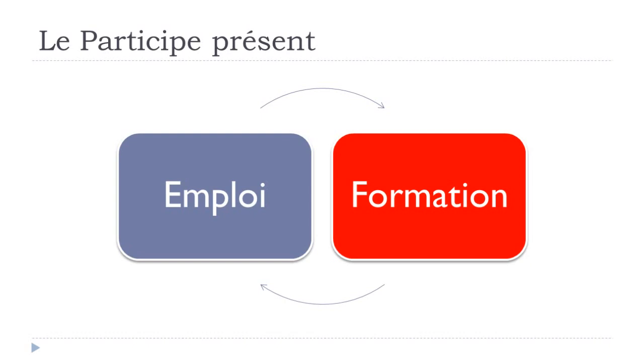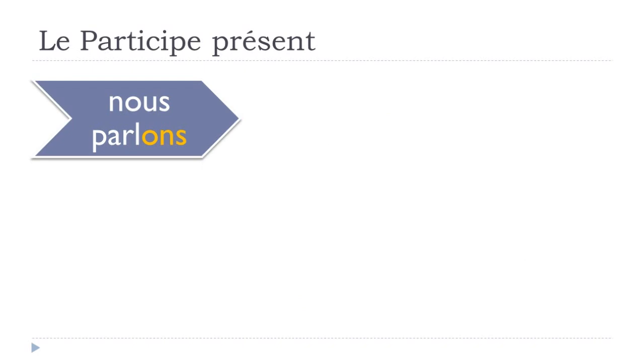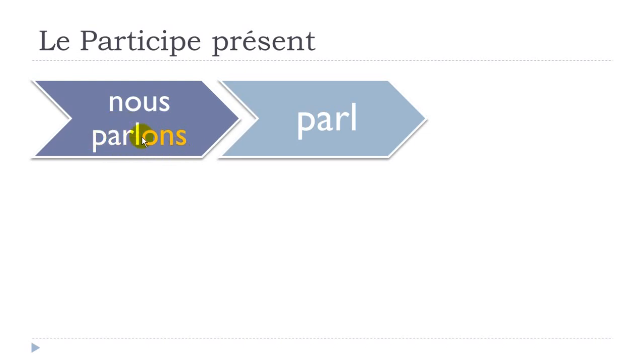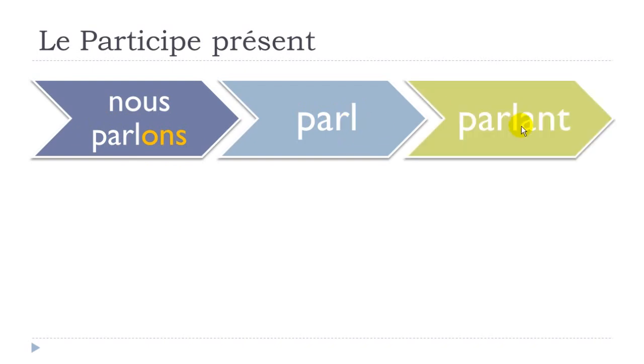So how do we make this participe présent form. It is quite easy, especially at this level now, because you will first have to know the nous form of the verb at the present tense. Nous parlons, okay? And then if you remember, this ONS ending is usually the ending for nous, so first you need to spot it. Then you will take it away, so we keep this P-A-R-L part, and at the end we will add A-N-T. Alright, so we get here this participe présent form.